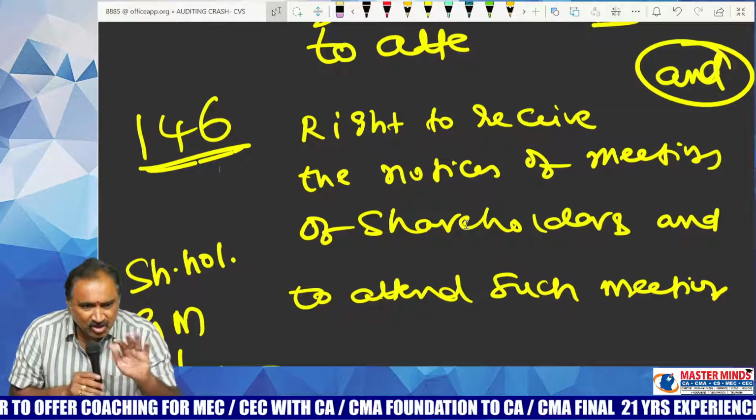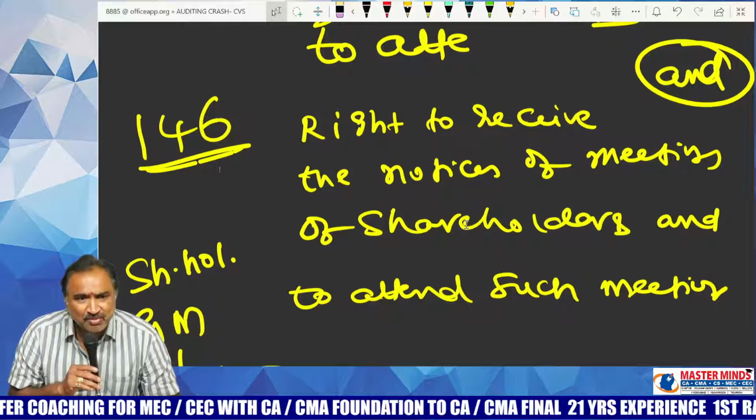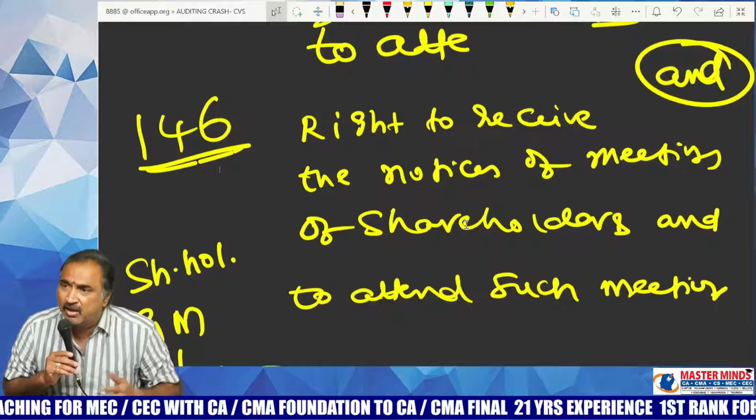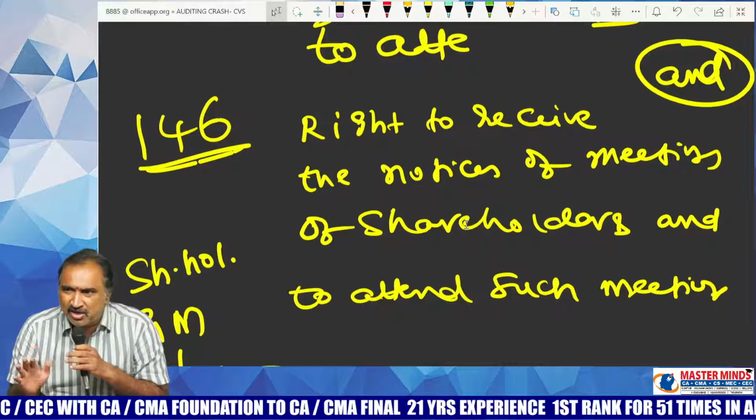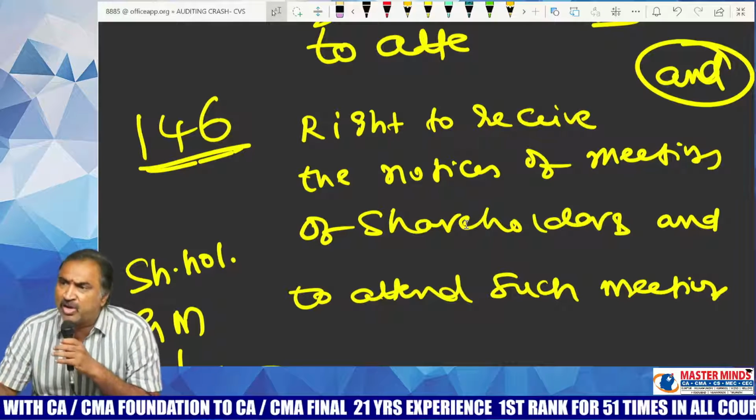What is the right given to the auditor? Right to receive notice. What is the duty on the part of the auditor? To attend such a meeting. It is the duty on the part of the auditor to attend such a meeting. Auditor cannot decide not to attend a meeting. Auditor must have to attend the meeting.